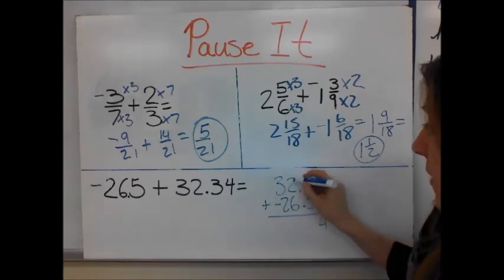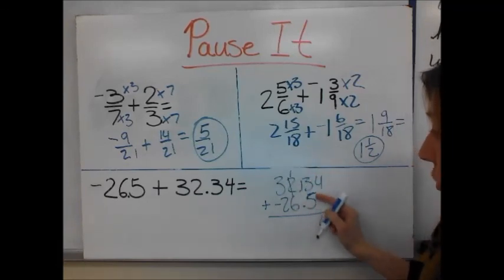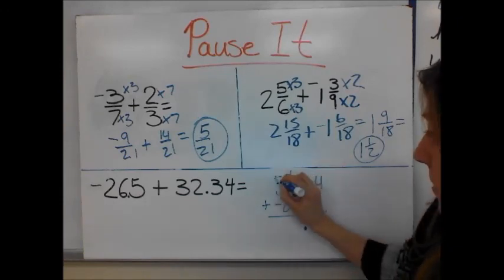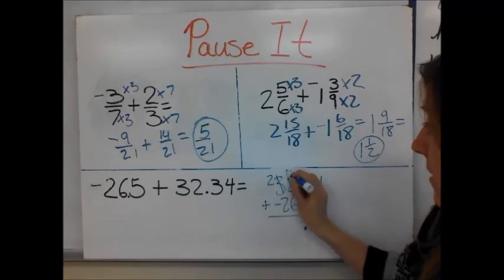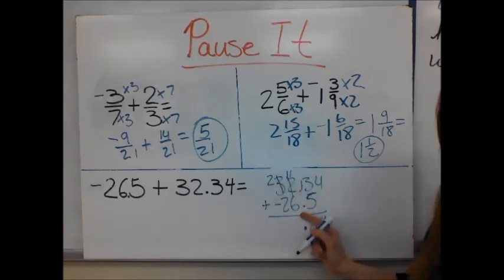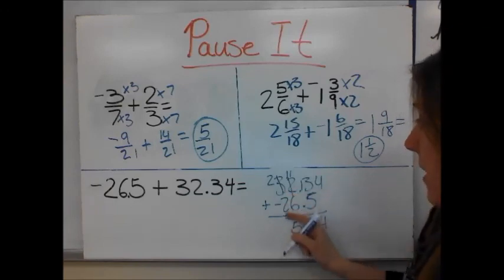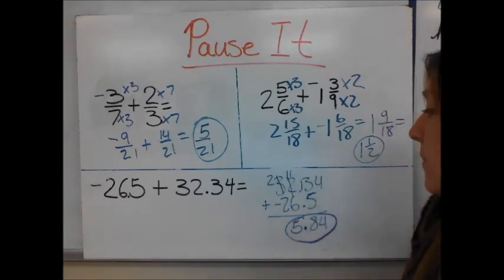Now I have 30 minus 50. I can't do it. 130 minus 50 is 80, or 13 minus 5 is 8. 1 minus 6 I can't do, so I'm borrowing from my tens. I bring 10 over here, now I have 11. 11 minus 6 is 5. And 20 minus 20 is 0. So I have 584 as my answer.